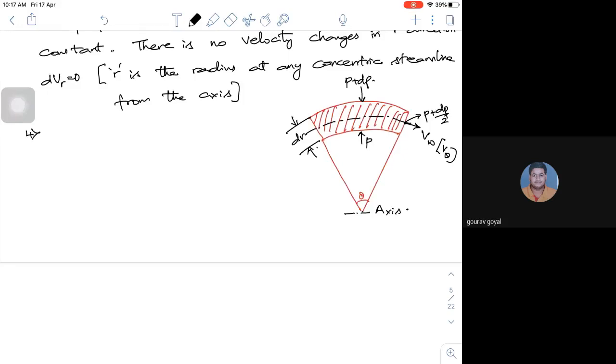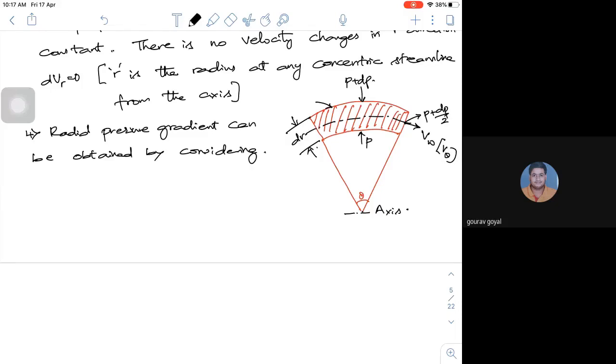What I can call here, actually, the fourth point I can write, the radial pressure gradient can be obtained by considering this is a small fluid element what I have considered. I can write the radial pressure gradient can be obtained by considering a small differential fluid element, which already I showed to the right hand.